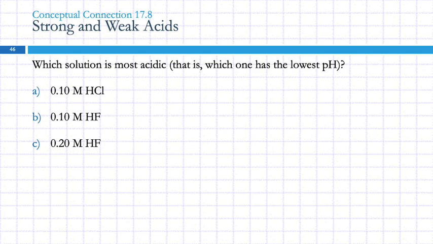Okay, which of these solutions is the most acidic, meaning it's got the lowest pH? Well, first thing to think about is, what's different between the choices? Here we have the same concentration, and this one has a different concentration. Is there another difference? Yeah, this one's a strong acid, and this is a weak acid. This is the same one here. So we have a 0.1 molar strong acid or a 0.2 molar weak acid.